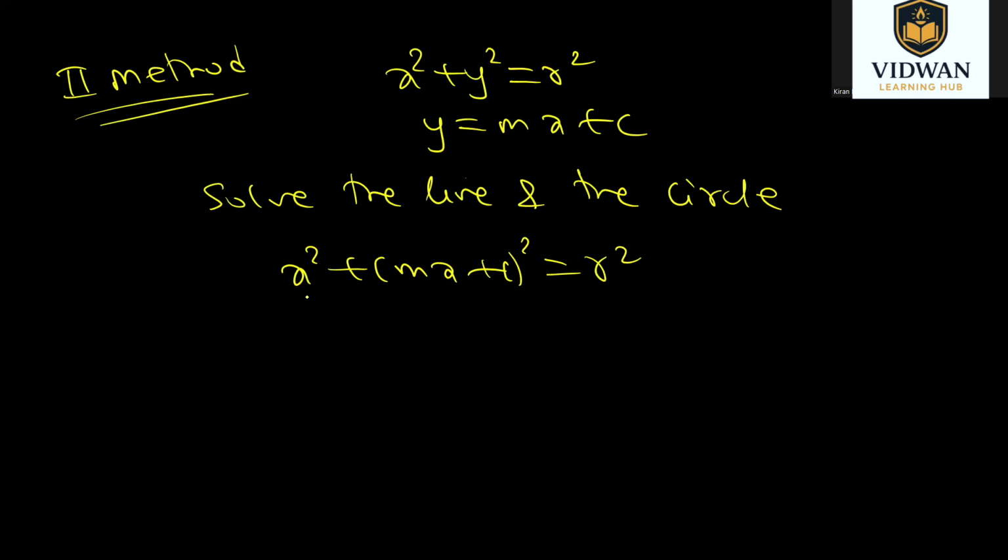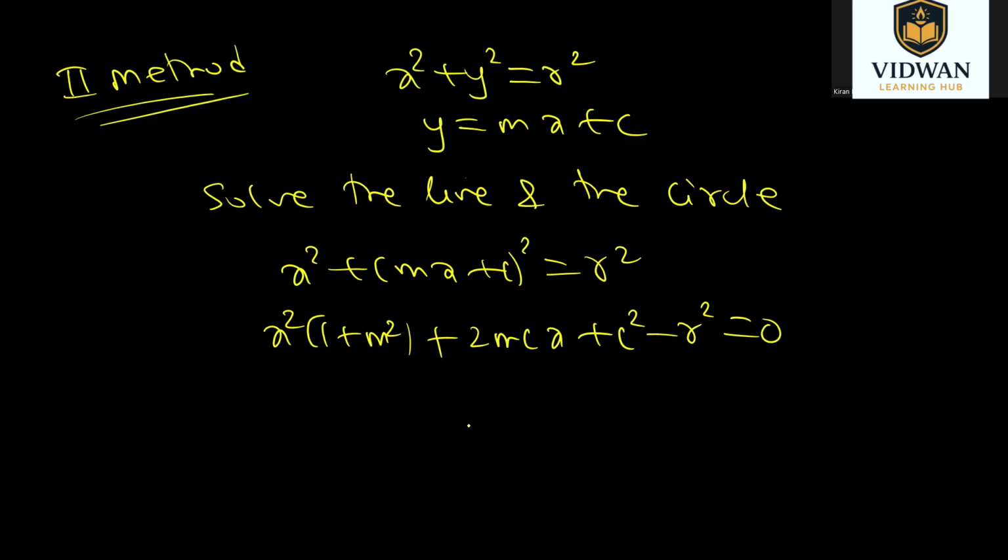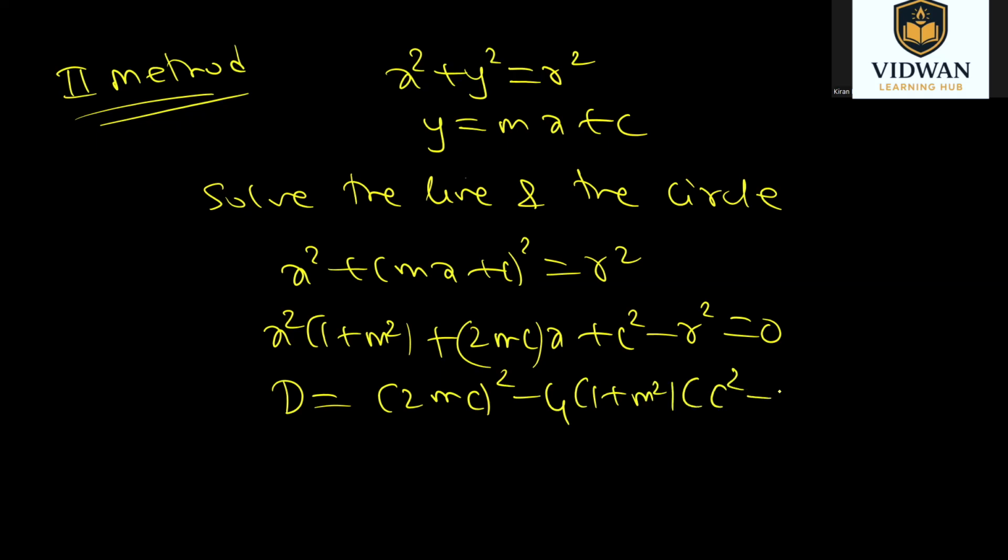Now just expand this. Here you'll have m square x square, write them together. You will get x square into 1 plus m square. Then you will get 2mcx plus c square minus r square equal to 0. Just write it like a quadratic in x. Once you write it as a quadratic, we can find the discriminant with the formula b square minus 4ac. So b square would be 2mc whole square minus 4ac, which means 4 into 1 plus m square into c square minus r square. This you can simplify by opening the brackets and all.